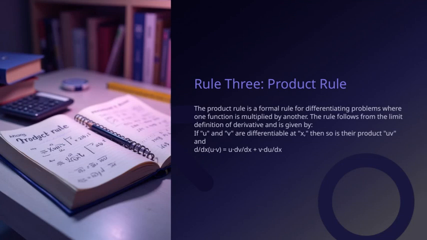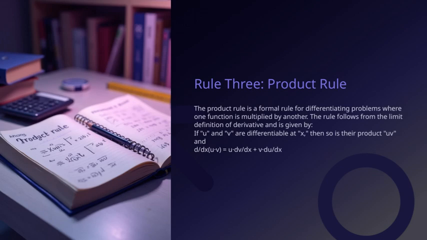The product rule is a fundamental rule for differentiating products of functions. It comes from the limit definition of the derivative and helps us handle situations where one function is multiplied by another. The key idea is that if both functions, u and v, are differentiable at a point x, then their product, uv, is also differentiable at that point.